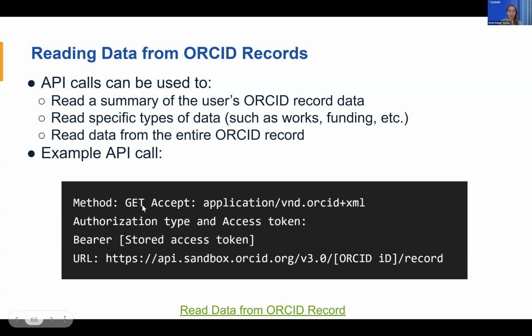So we have the get method here. You would insert the access token for that person here. And then here we have the URL where you would insert the person's ORCID ID and then the endpoint or the type of information that you want to read from that person's ORCID record. So this is all happening machine to machine, and programmatically.